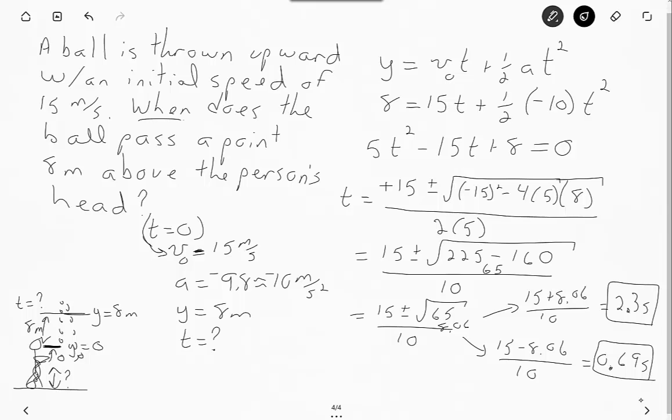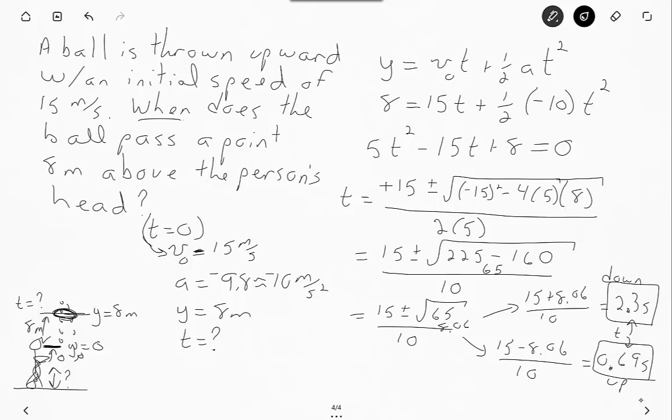Well, how is this possible? How can we have t equal to both 2.3 and 0.69 seconds? In this case, it is possible because the ball is going up first and then down. So it's going to hit the 8 meters above the head twice, once on the way up at 0.69 seconds and once on the way down at 2.3 seconds.